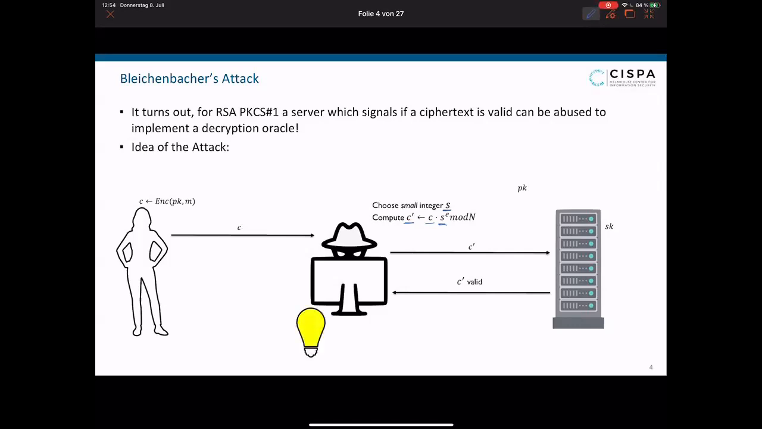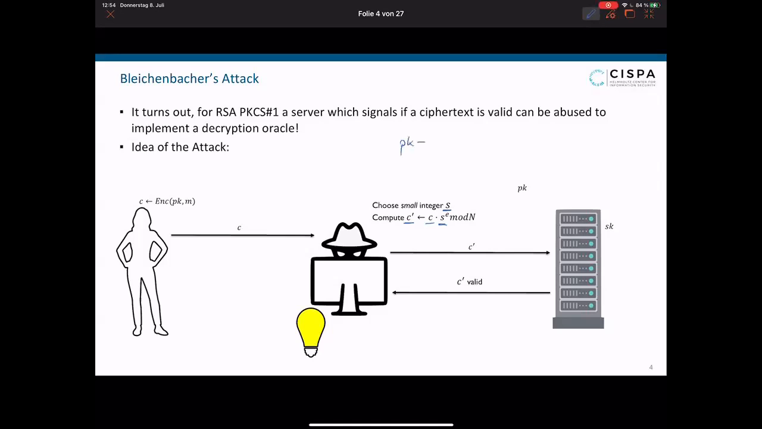And all of a sudden, once he got the information that C prime is valid, he learned something. What is E? Someone asks in the chat.